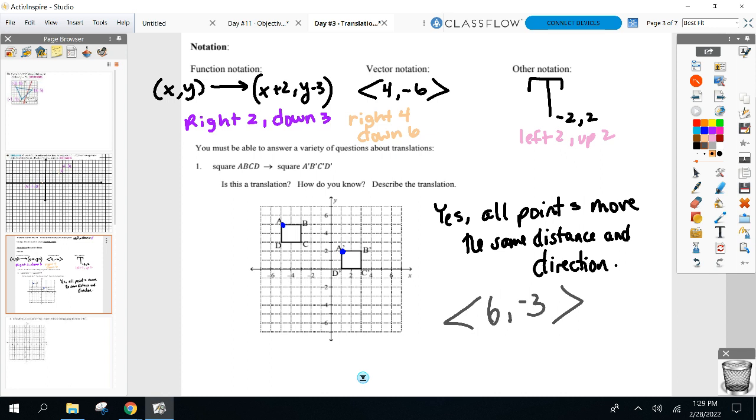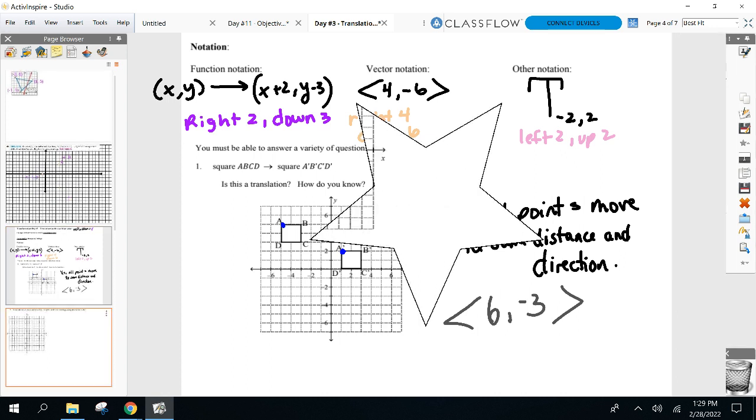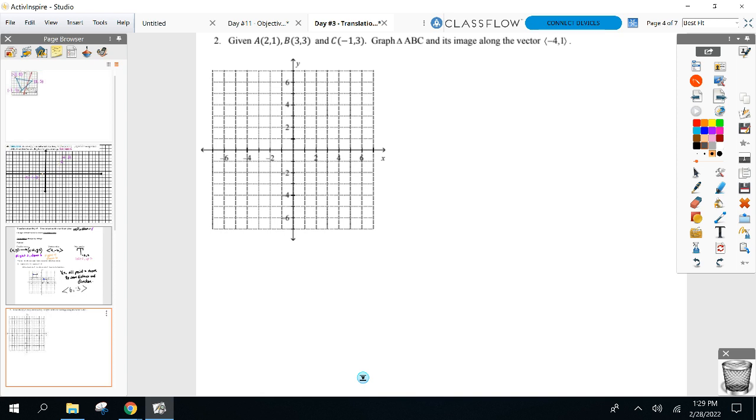Questions before we start doing it on some figures? Oh, you're hungry. You want more? Let's go. Triangle ABC. Let's graph it. 2, 1.